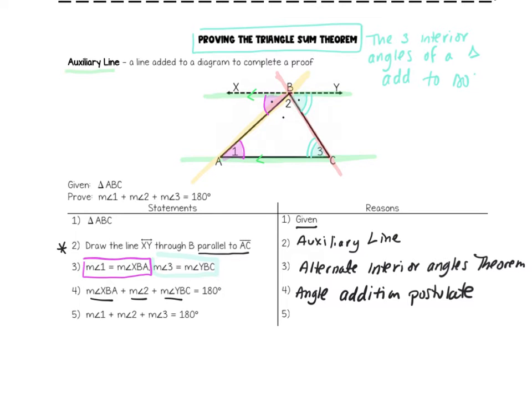Finally, to get to the point where we say all three angles have a sum of 180, we're going to use some substitution. Our first substitution comes in when we take out the measure of angle XBA and replace it with the measure of angle 1. We're going to leave the measure of angle 2 in there. Then next, we'll take out the measure of angle YBC and replace it with the measure of angle 3. So we get that final statement, the measure of angle 1 plus the measure of angle 2 plus the measure of angle 3 is equal to 180 by substitution.